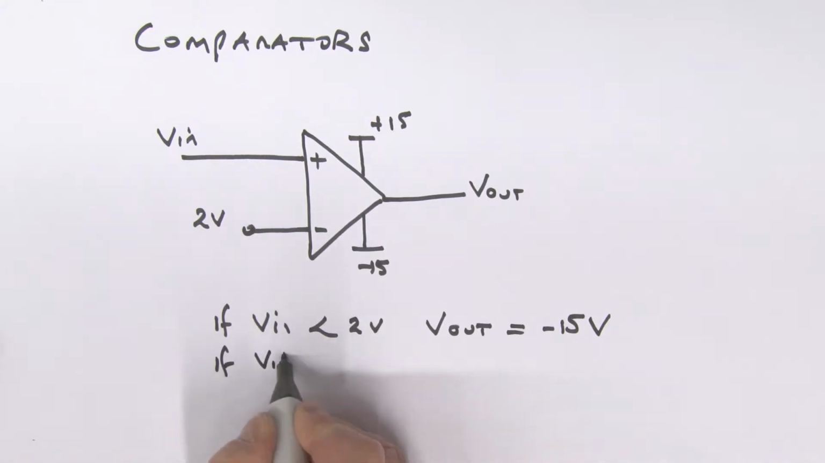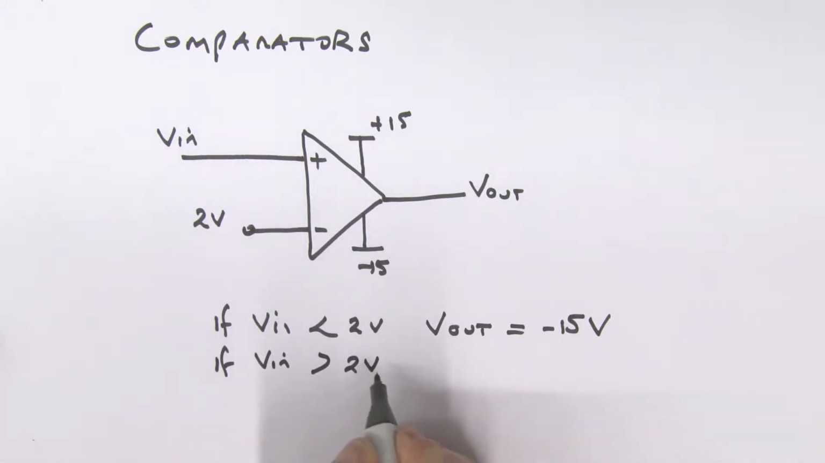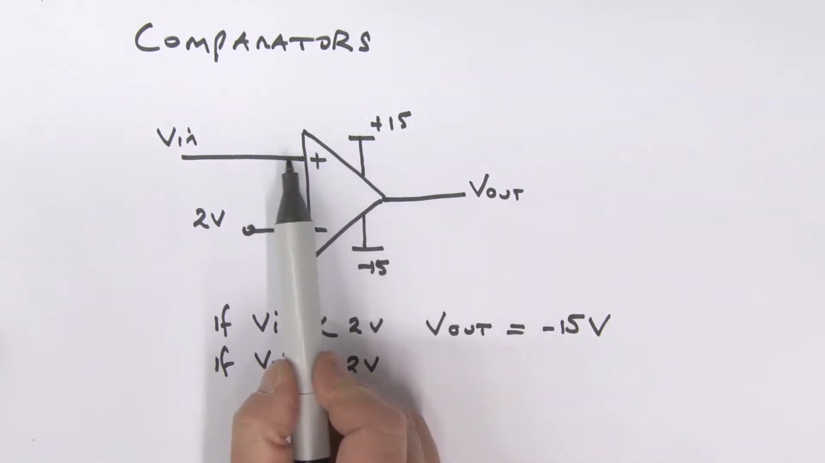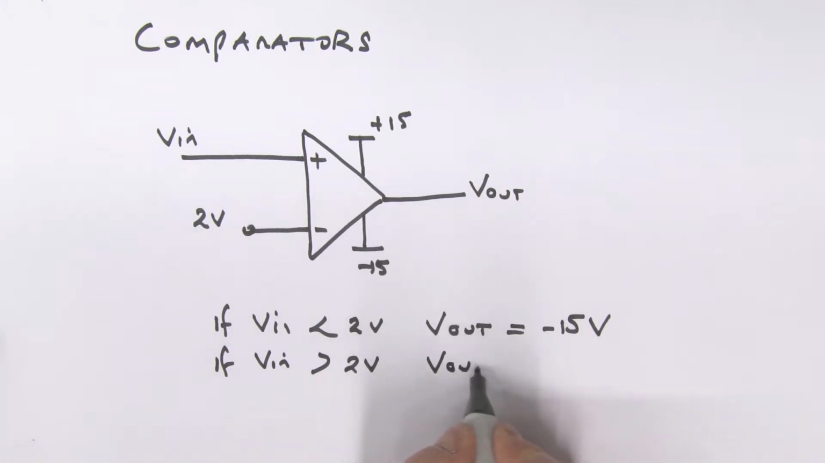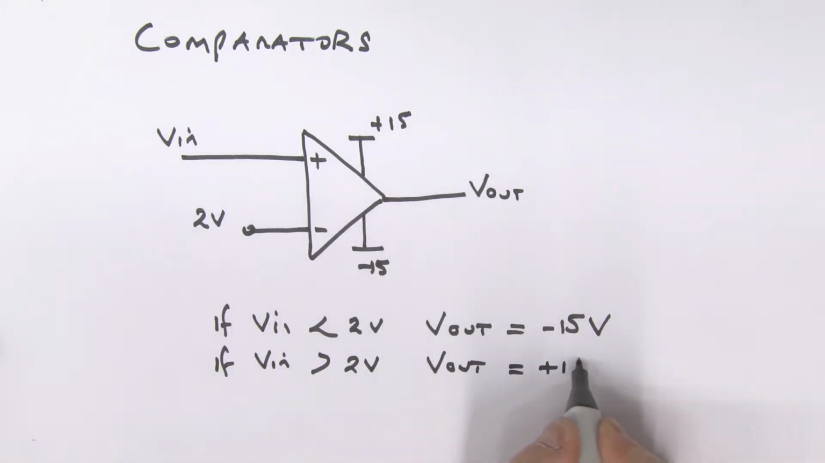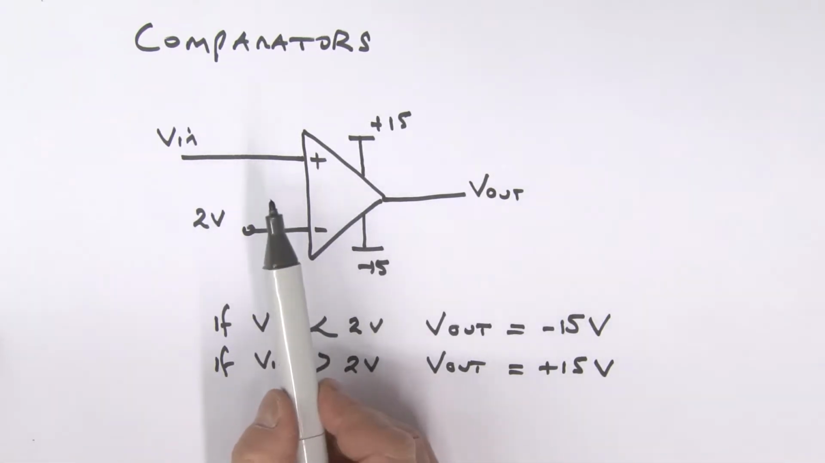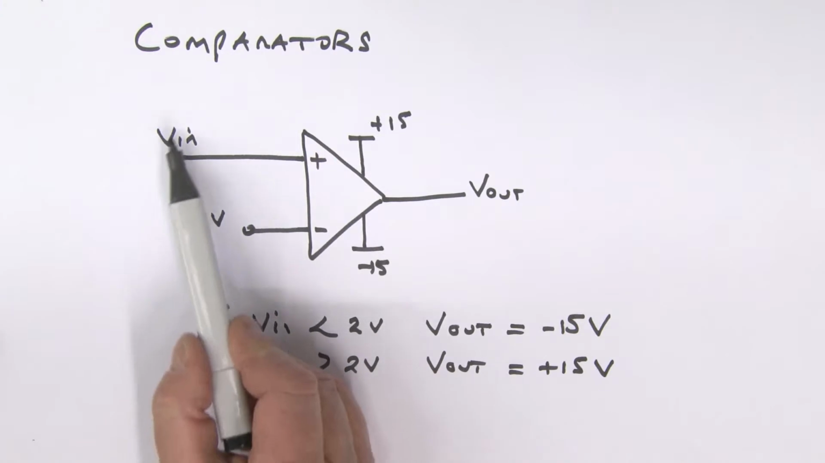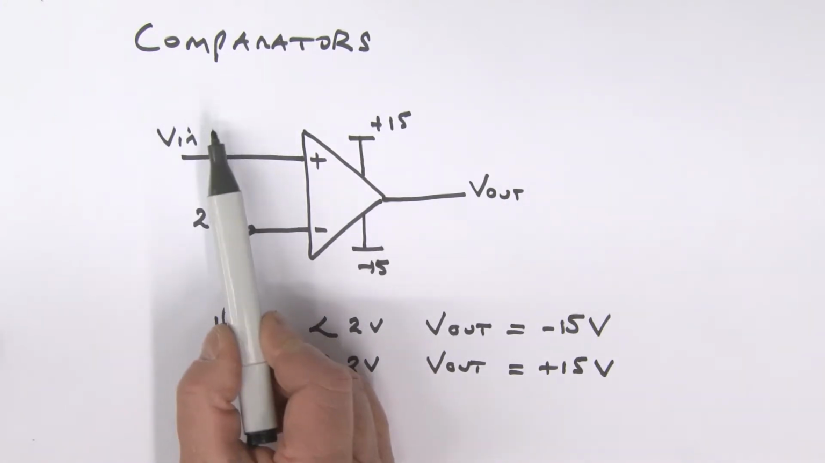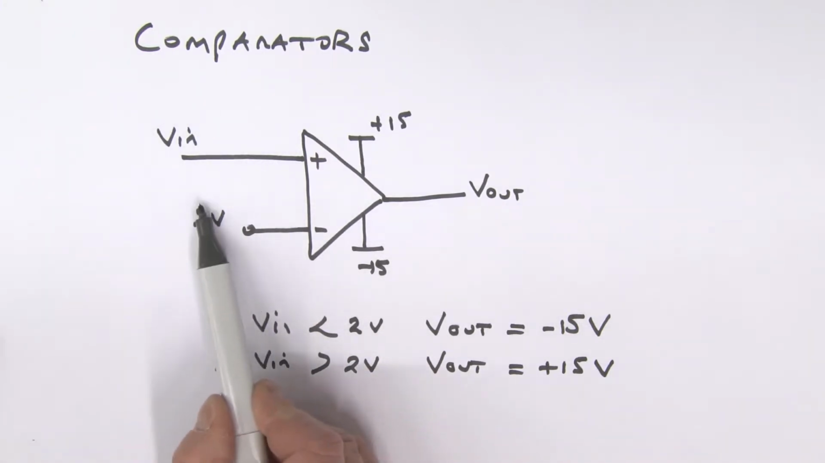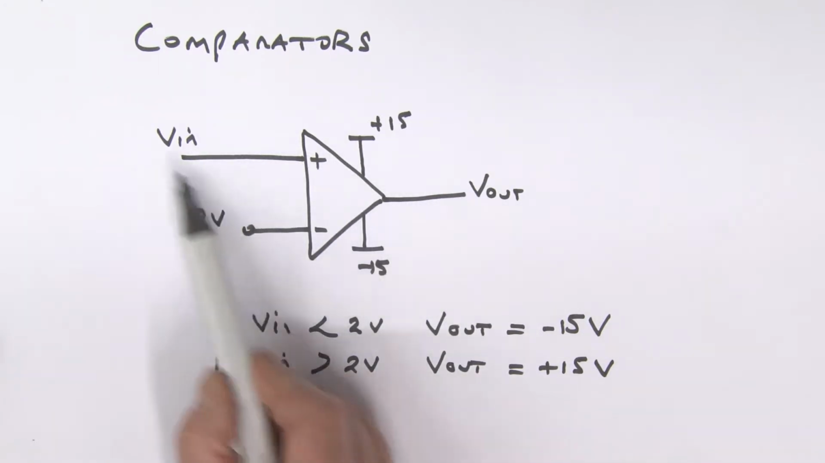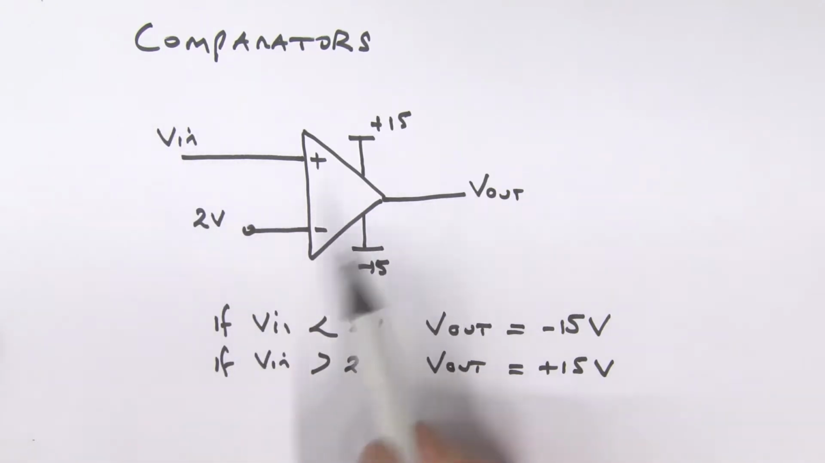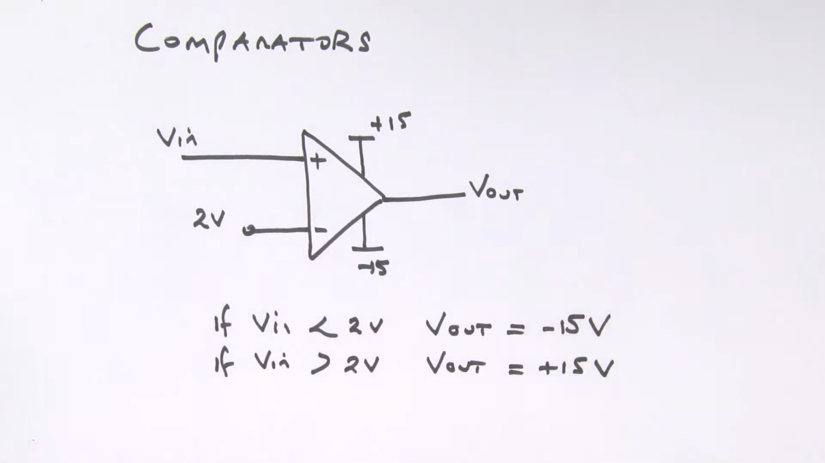If V in is, let's say, greater than 2 volts, that means that this voltage here now is bigger than the voltage at the inverting input. Then the output over here goes to a plus 15, which is a saturated value. So what we could say here is that really we're looking at V in and comparing V in to a value of 2 volts. So if V in is bigger than 2 volts, the output is plus 15. If V in is less than 2 volts, the output is a minus 15.